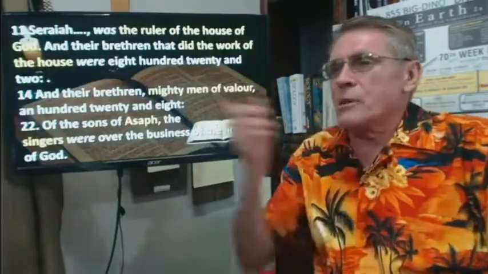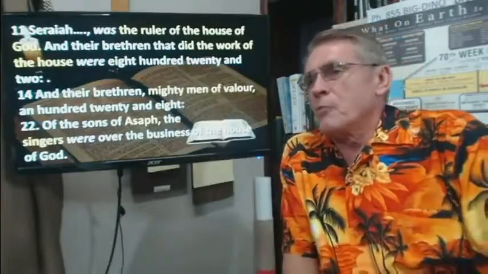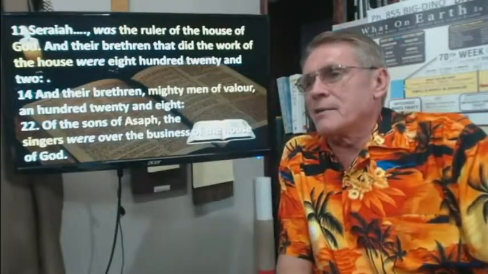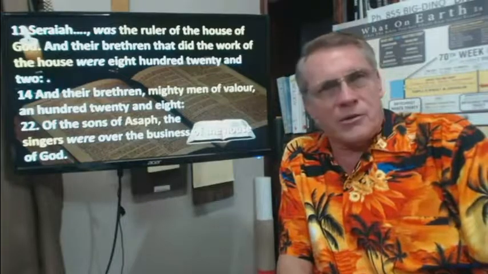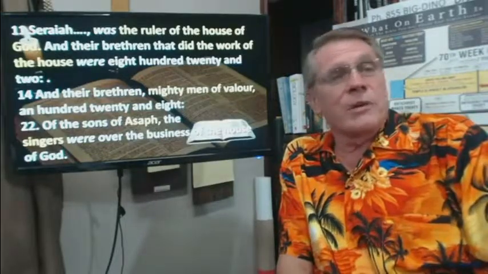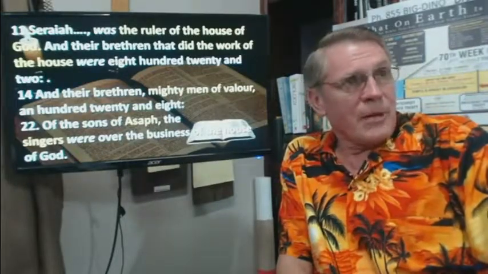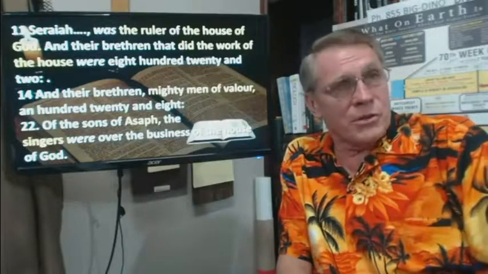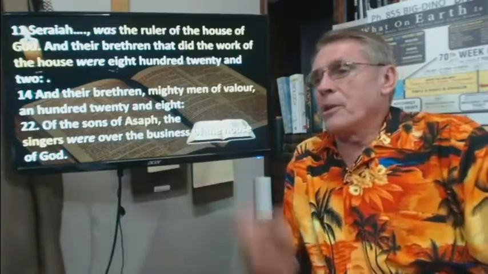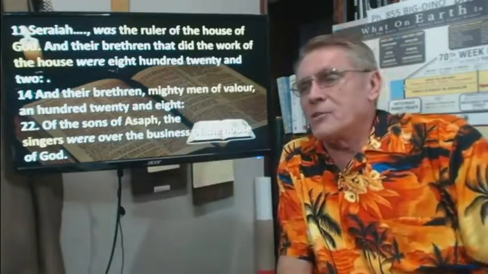And Sariah was the ruler of the house of God, and their brethren did the work of the house. It takes a lot of work to run a ministry. People got to do things. It takes a lot of work to run a church. And their brethren, mighty men of valor, 128.